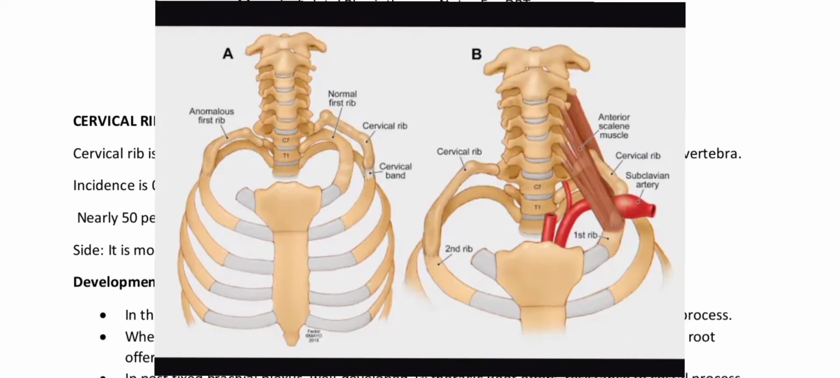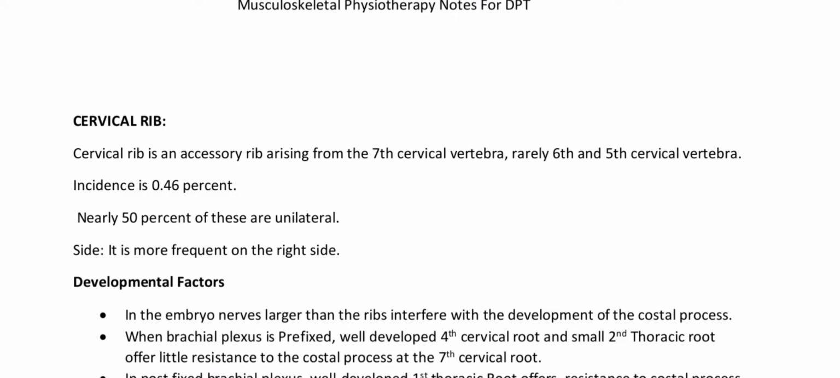Rarely, it arises from the sixth and fifth cervical vertebra. Incidence: it is present in 0.4%, and nearly 50% of these are unilateral. Most frequently, it is seen on the right side.